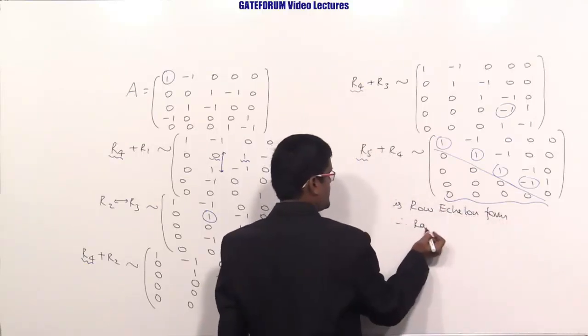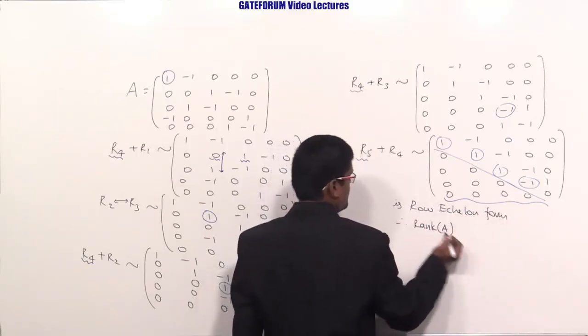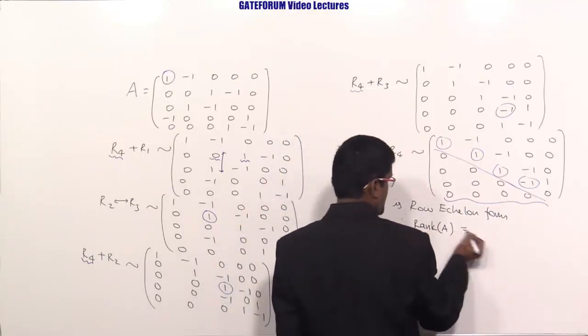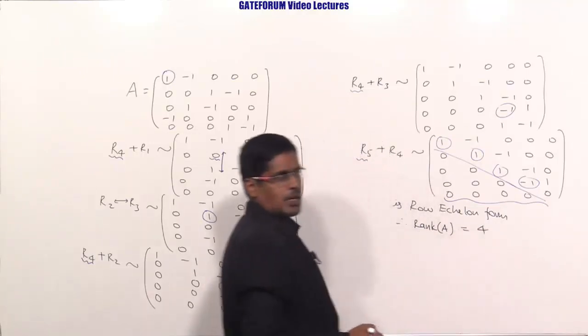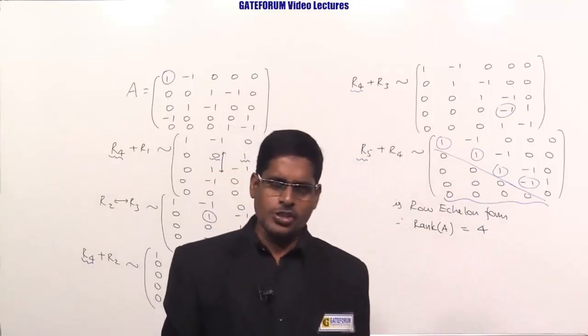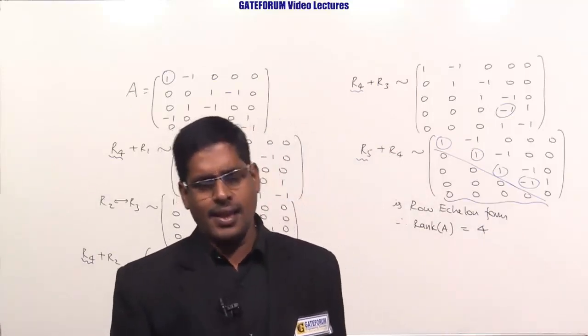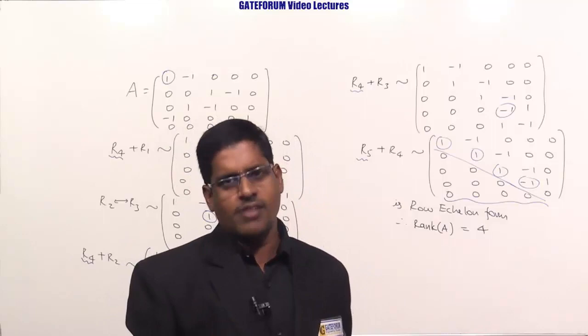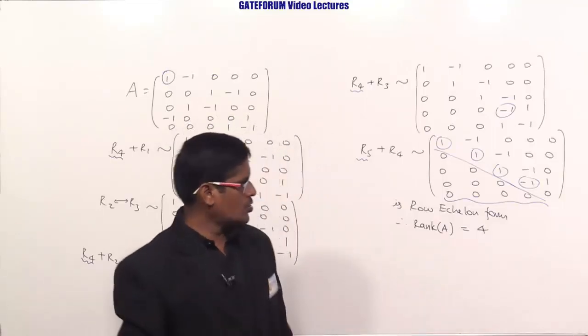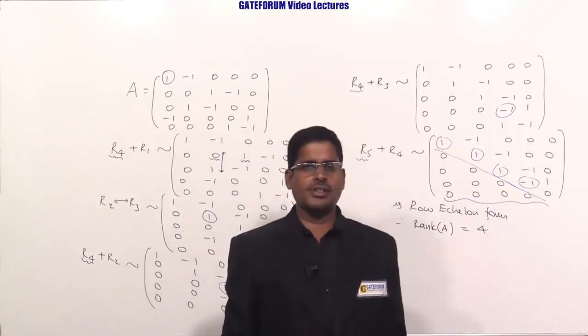Therefore, the rank of a matrix in row echelon form is defined as the number of non-zero rows, that is 4. Rank of a matrix is defined as the number of non-zero rows, provided the matrix A is in row echelon form, that is, elements below the diagonal are 0. So the answer is 4. This is the end of the question.